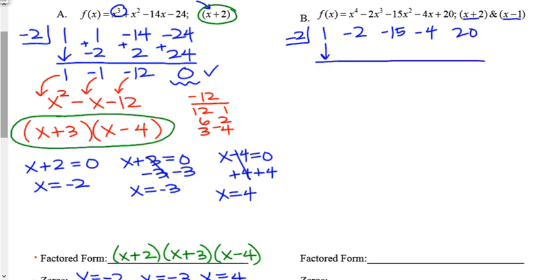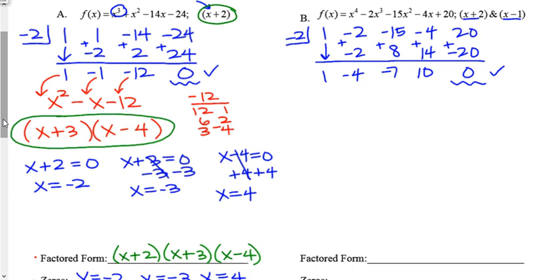Drawing my line, bringing down my first number, and we'll start multiplying. -2 times 1 is -2. When I add those together, I get -4. -2 times -4 is +8. When I add those together, I get -7. -2 times -7 is a +14. When I add that to -4, I get 10. And then -2 times 10 is -20. Added to +20, and I get 0. So I got 0 as my remainder, which means x plus 2 is a factor, which means -2 is a zero.